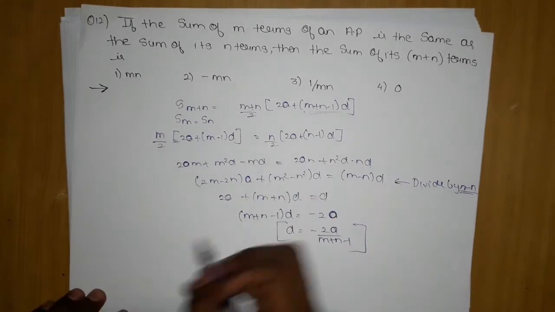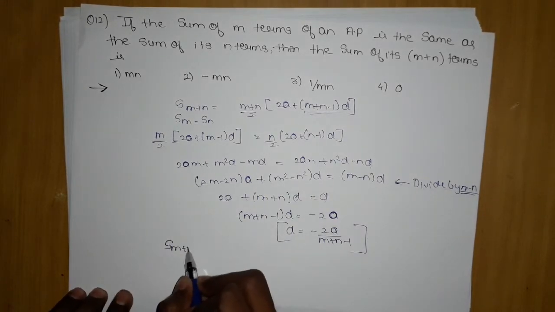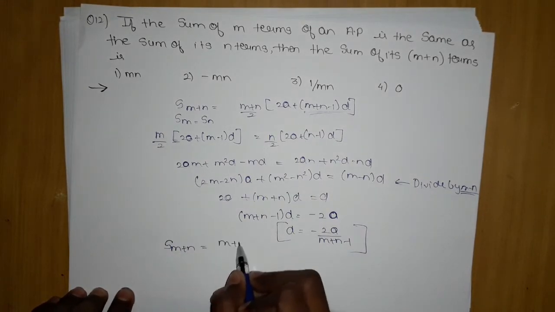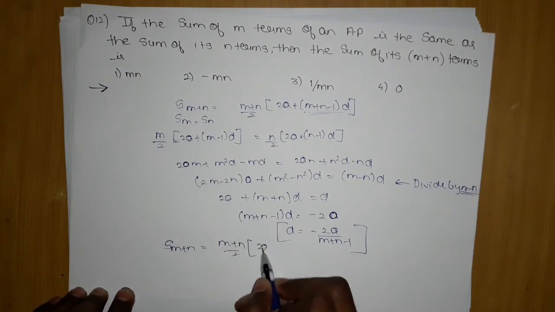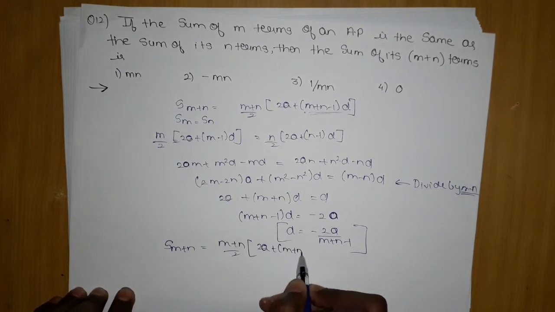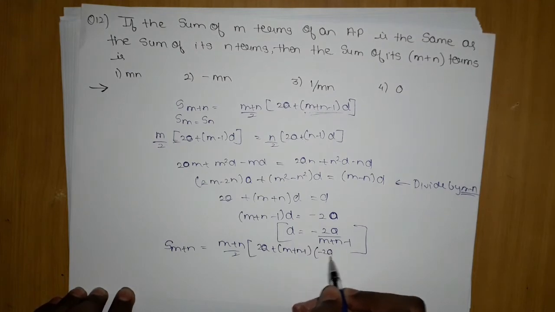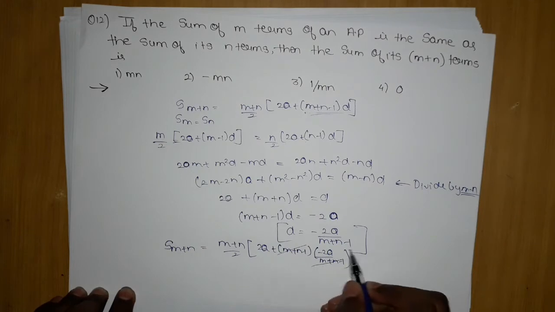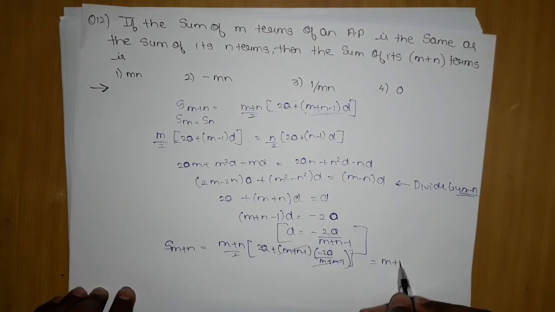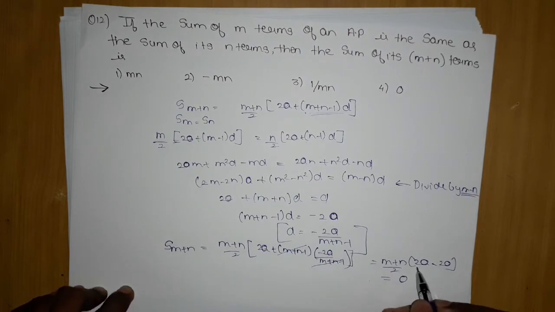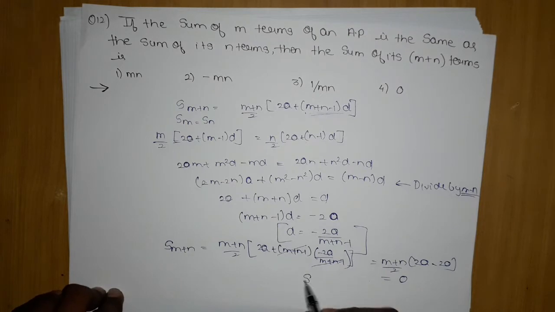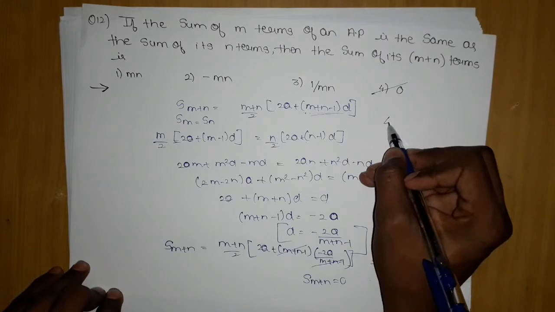Now let's substitute the d value here. S of m plus n will be (m plus n) by 2 into 2a plus (m plus n minus 1) into minus 2a upon (m plus n minus 1). You can clearly see that this and this will cancel out, giving me finally (m plus n) by 2 into (2a minus 2a). This will give me 0, and when it multiplies with 0 it gives 0. So S of m plus n is equal to 0, which is option 4. So 4 is the answer.